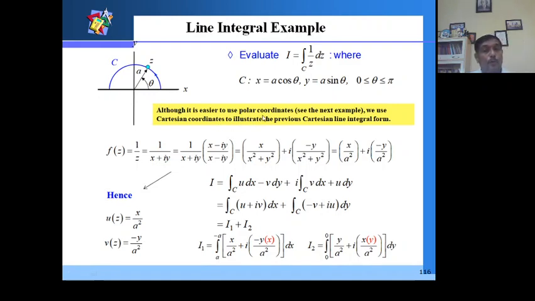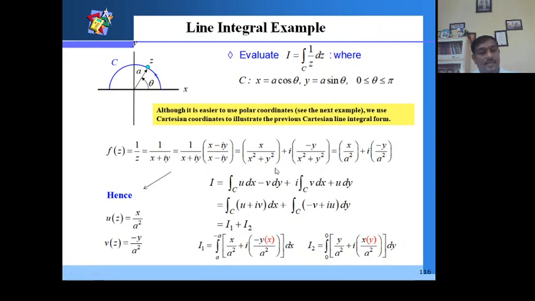Although it is easier to use polar coordinates, we will give that in the next example. First we will work in Cartesian coordinates using the Cartesian line integral form. First we take the function f of z, f of z is equal to 1 by z, that is 1 by x plus iy. You know that a complex quantity cannot be present in the denominator, so we multiply by the conjugate of the denominator. Here x plus iy is the function, and x minus iy is its conjugate. Multiplying the numerator and denominator, the denominator becomes x square plus y square, since it is in the form of a plus b into a minus b. Then separating the real and imaginary parts, it becomes x by x square plus y square plus i into minus y by x square plus y square.